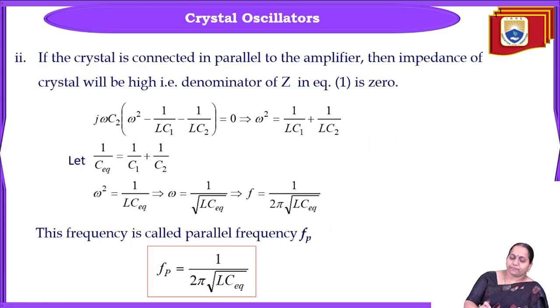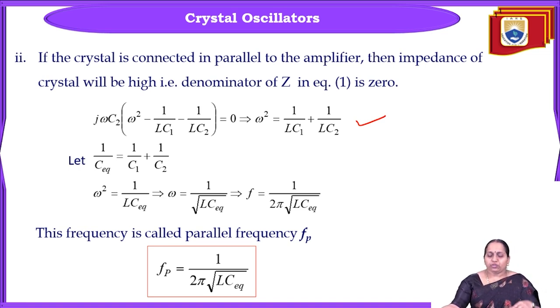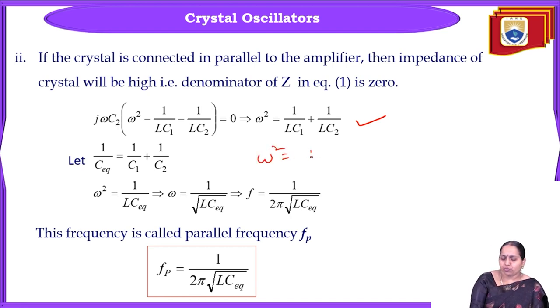So, I can say omega square minus 1 by L C1 minus 1 by L C2 equal to 0, because omega C2 cannot be 0. Taking all terms on the other side, you will get omega square equal to 1 by L C1 plus 1 by L C2. So if I let 1 by C equivalent equal to 1 by C1 plus 1 by C2, then omega square equal to 1 by L into 1 by C1 plus 1 by C2.